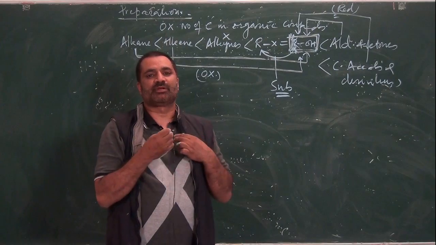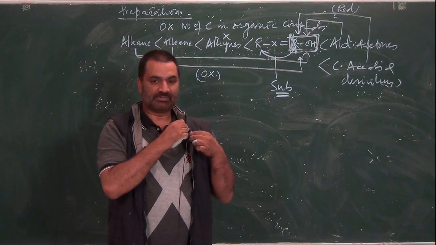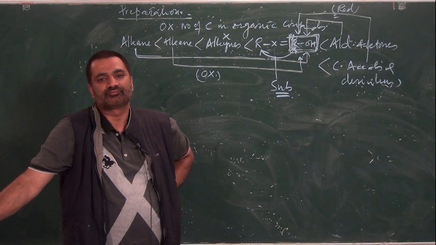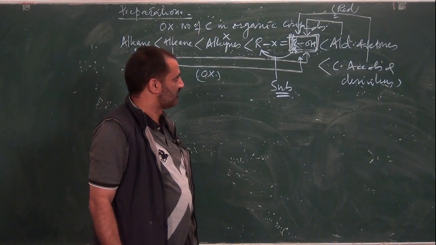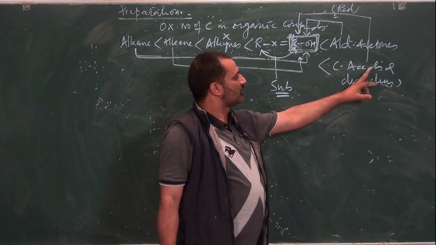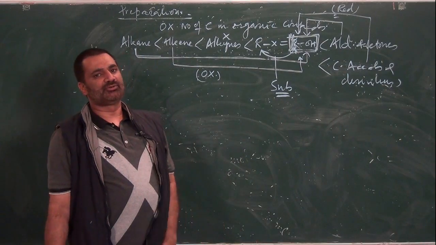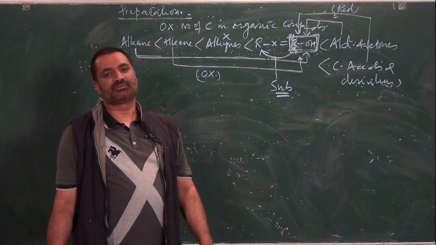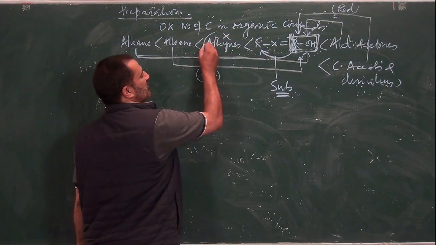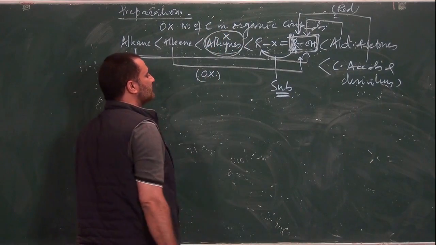I will prepare alcohols from alkenes. I have to go for oxidation. If I prepare the same from aldehydes and ketones and carboxylic acids and their derivatives, then I have to do reduction. If I prepare it from alkyl halides, then I have to go for substitution. So alcohols are not prepared from alkanes.